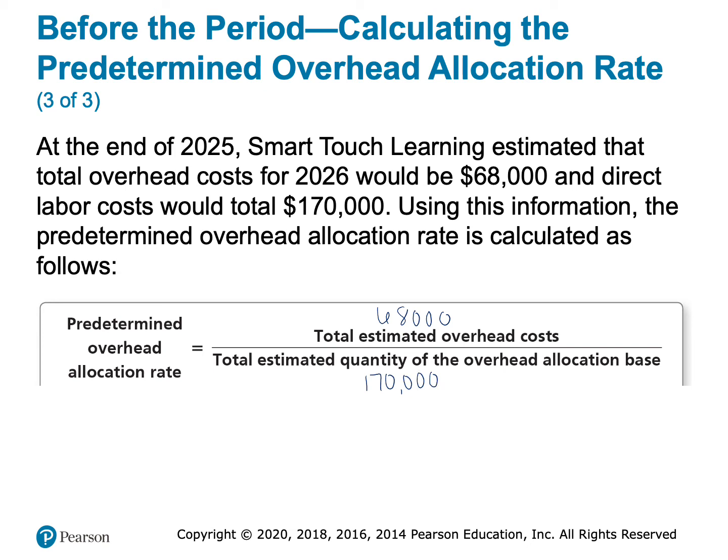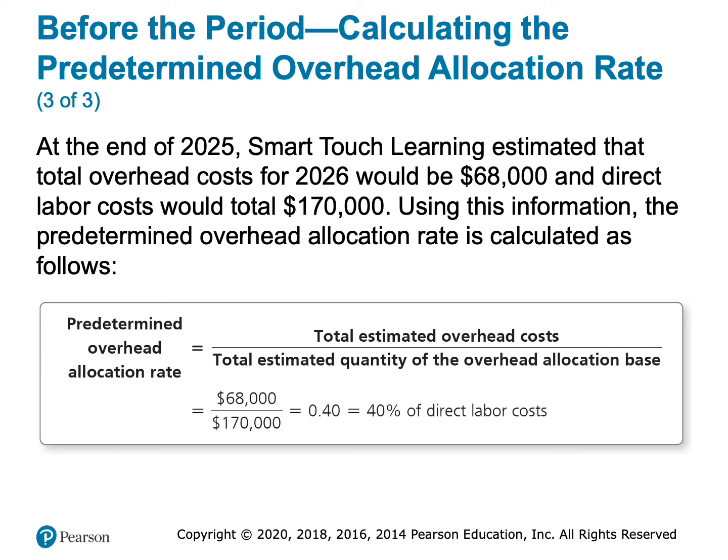Okay. So when we divide that out, we'll get a rate of 0.4 or 40%. Now let me point something out. Since in this case we have dollars in the numerator and dollars in the denominator, it's customary to convert your rate to a percent. You could think about it like this. For every dollar of direct labor, we want to apply 40 cents of overhead. Okay. If our denominator had been hours, machine hours or labor hours, we would not convert it to a percent. We would just leave it as a dollar per hour.